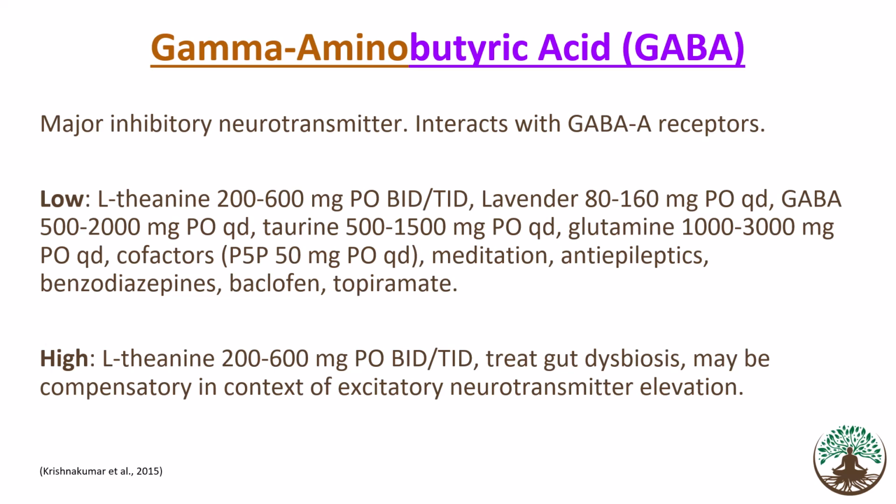In the context of low GABA, consider L-theanine, lavender, GABA, taurine, glutamine, cofactor support via P5P, meditation, antiepileptics, benzodiazepines, baclofen, and/or topiramate. For a high GABA, consider L-theanine. Note that an elevation in GABA may be compensatory in the context of excitatory neurotransmitter elevations. Treat any gut dysbiosis, as this is a common source of high GABA.